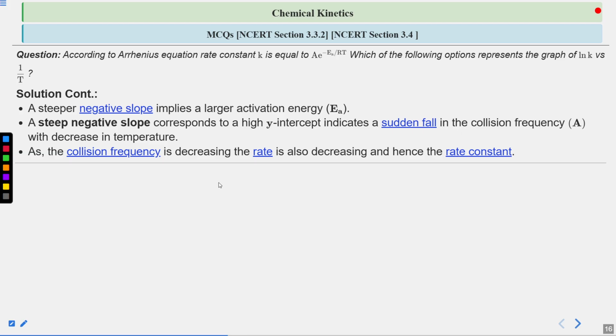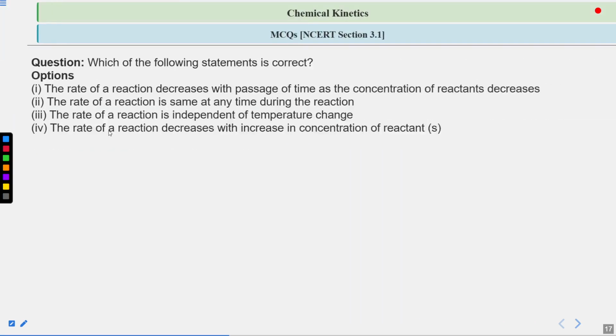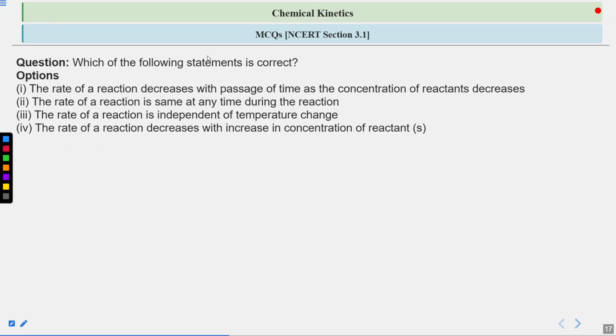Okay, so let's move on to our next question. This is an MCQ, and this is covering NCERT section 3.1. The question is asking which of the following statements is correct. So we have been given 4 statements, as you can see in the options. You have to identify which statement is correct.